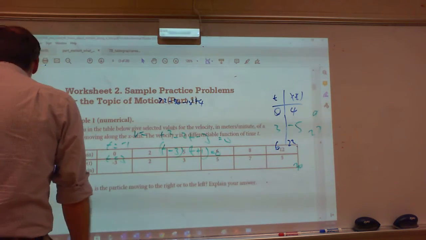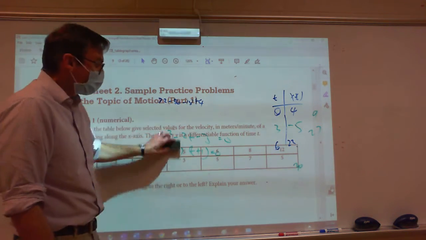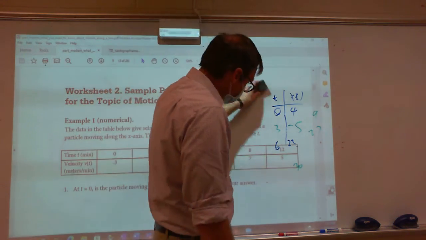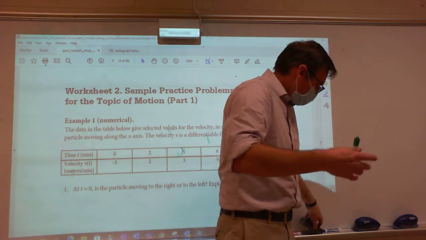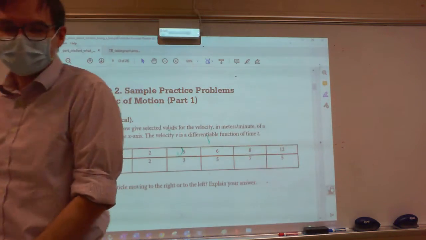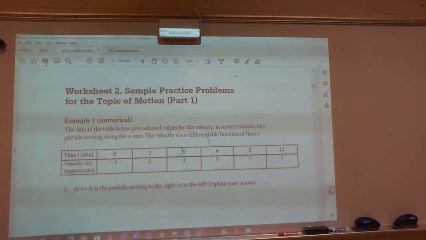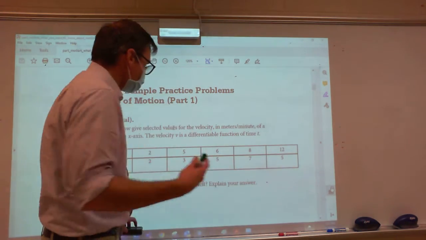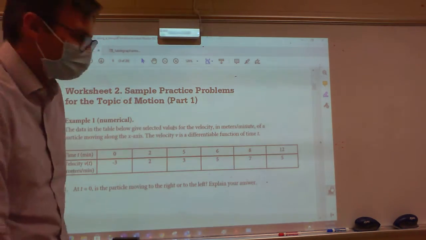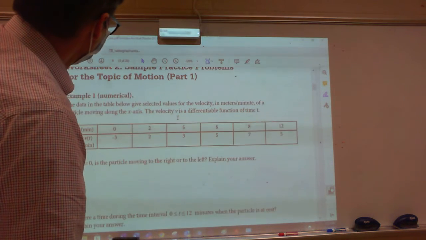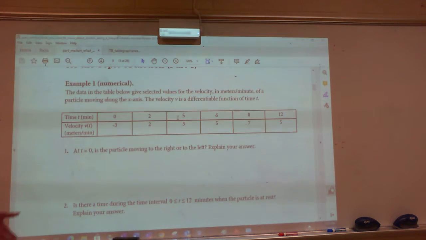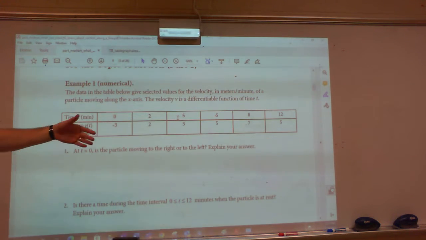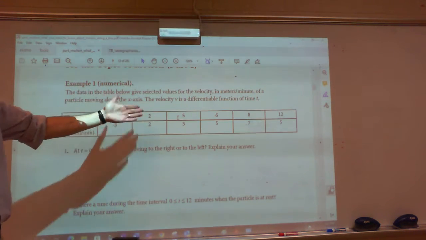All right? So one way they can give you information is they give you a function, right? And yeah, that's kind of what they can ask about it. The other way they can give you information is they can give you information in a chart. And this starts to look a little like what we've done, right? So the data table below gives selected values for velocities and meter. We got our velocity. And velocity is different per time.